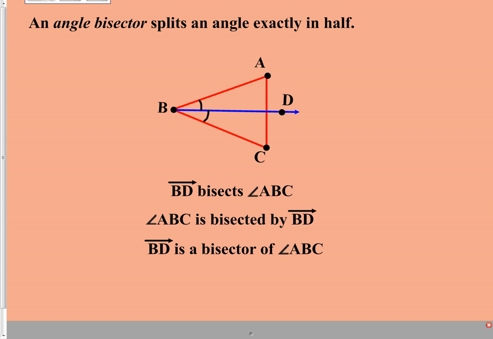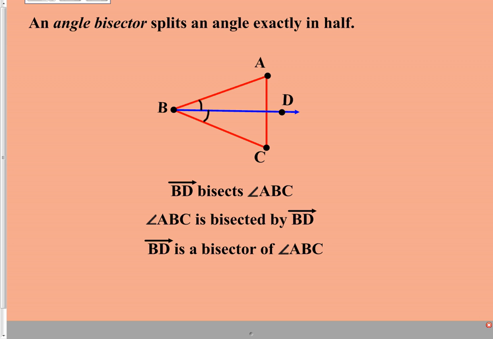And as you know from our discussions a few months back about bisecting and midpoints and all that kind of stuff, there's a lot of different ways that this statement can be made. Ray BD bisects angle ABC. That is true. Angle ABC is bisected by ray BD. That is true. Ray BD is a bisector of angle ABC. That is true. That's one of the things that makes the English language so complicated, is that there are so many different ways of saying exactly the same thing.